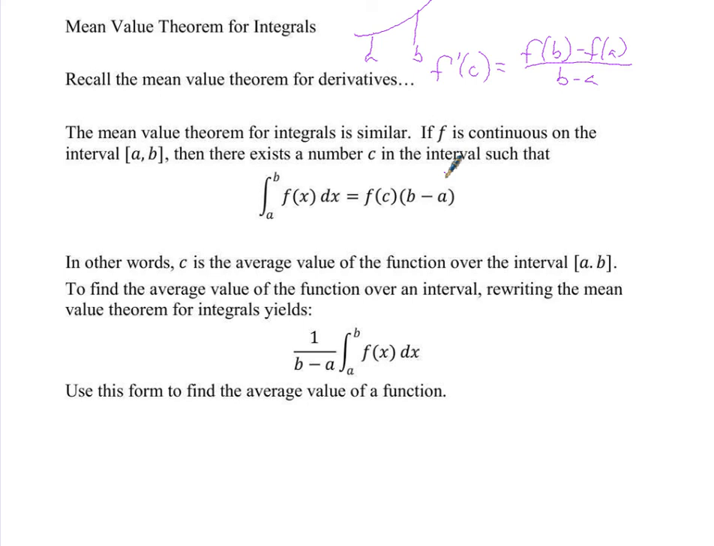But what does it mean? Well, it means this. f of C is the average value of the function over the interval from A to B. The average value of the function. To find the average value of the function over an interval, rewriting the mean value theorem is how we're going to need to remember this one. So what I want to talk about first is this up here. What is the meaning of f at C times B minus A?